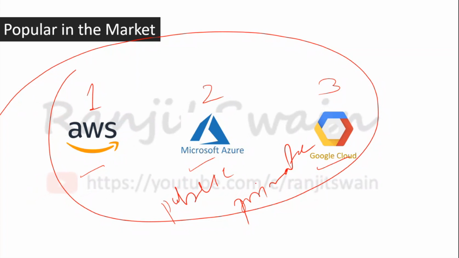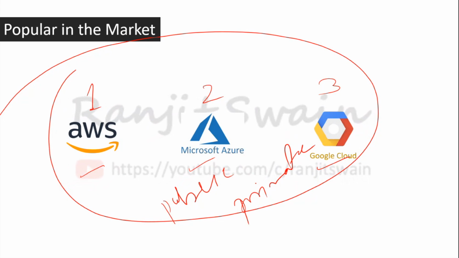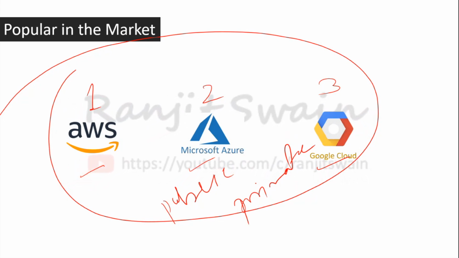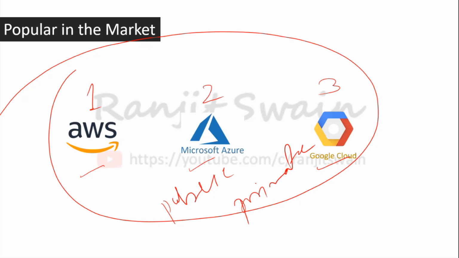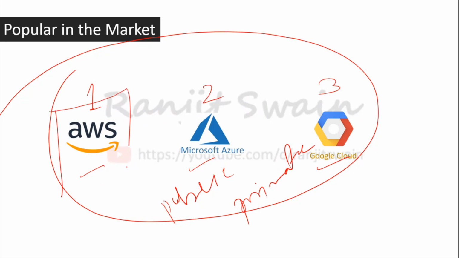So whoever provides you the cloud service, they are cloud service providers, right? So these are the cloud service providers. AWS is one of the cloud service providers, along with Azure and Google Cloud. Okay, so in this class we are going to learn AWS.